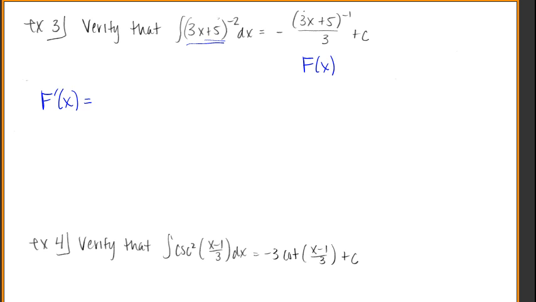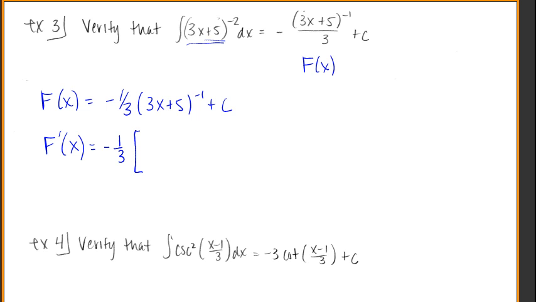Let me come up here just for one second. I'm going to rewrite the antiderivative a little bit. I want to write it as negative 1/3 times (3x plus 5) to the negative 1. Okay, so now in that form, I'm going to take the derivative of this antiderivative. We would normally just pull that constant out front, and then let's just focus on this part right here. We would drop that exponent down front, keep the base the way it is, subtract 1 from the exponent, and then multiply by the derivative of the base, which is 3, and then the derivative of c is 0.